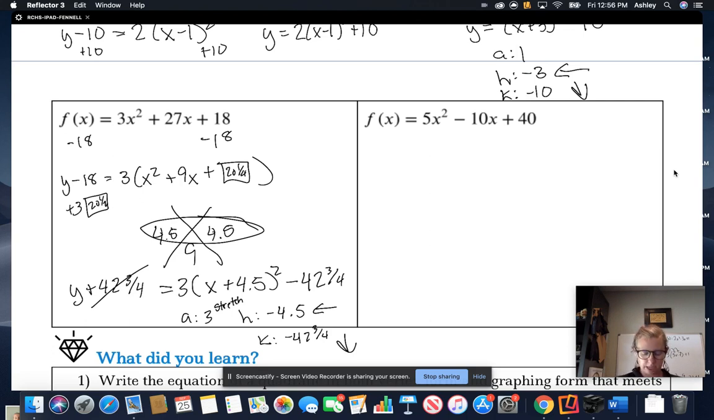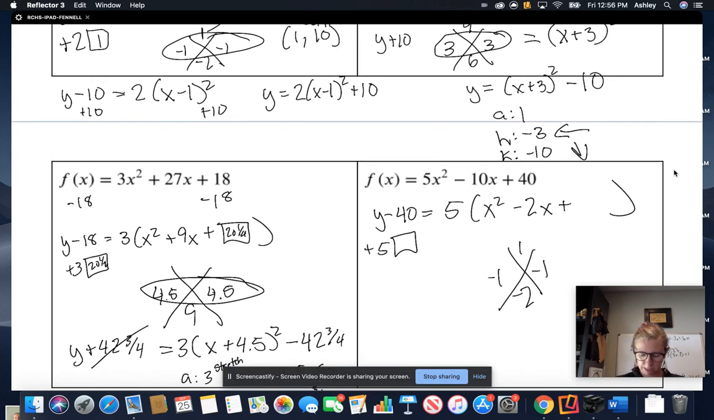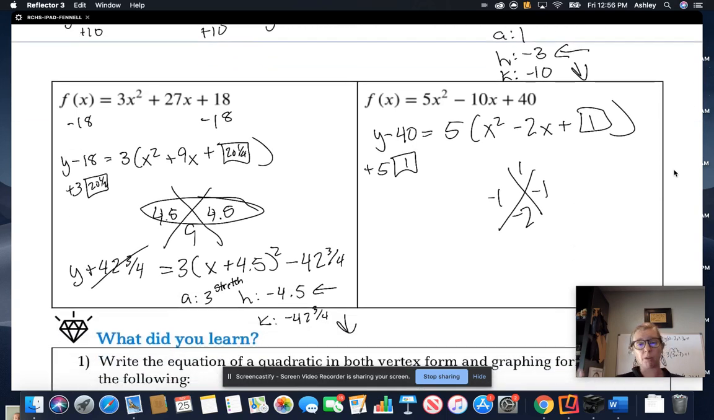All right, now you try this one. Y minus 40, move that 40 to the other side out of my way. 5 times x squared minus 2x plus whatever is going to complete my square. Over here, I'm going to do 5 times whatever that is. That's what I'm going to add. Okay, I want it to be negative 2 and be identical on both sides. Negative 1 plus negative 1 is negative 2. Negative 1 times negative 1 is 1. So we're going to add 1 to both sides. But what we're actually adding is 5 because we're multiplying it by 5.